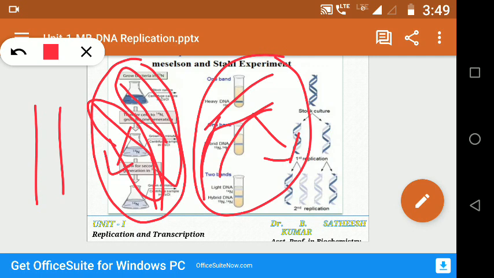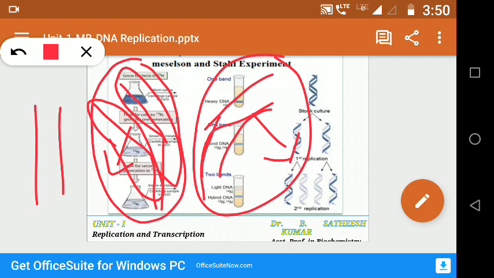If A is there, then T will be there on the new strand. If G is there on the old strand, C will be there on the new strand. So by following these Watson-Crick base pairing rules, the E. coli cell can synthesize a new strand around each old strand. So two old strands are taken as templates, and on each template a new strand will be synthesized by sequentially arranging appropriate deoxyribonucleotides and joining them to each other, and that forms a new strand.